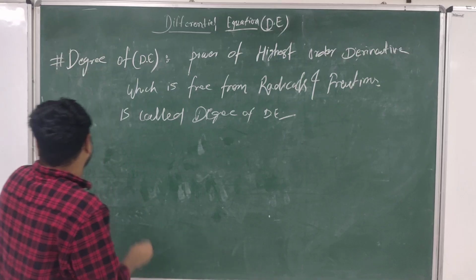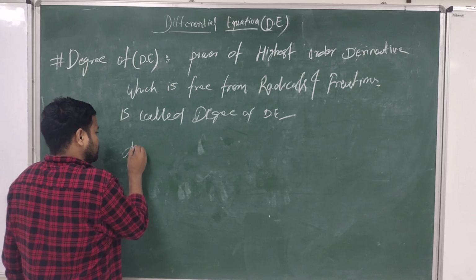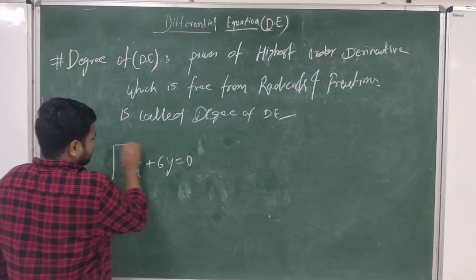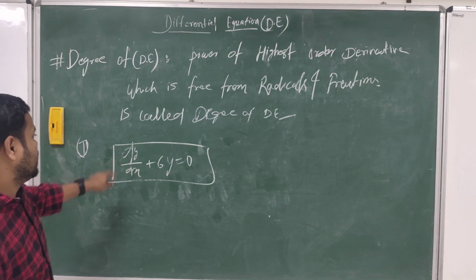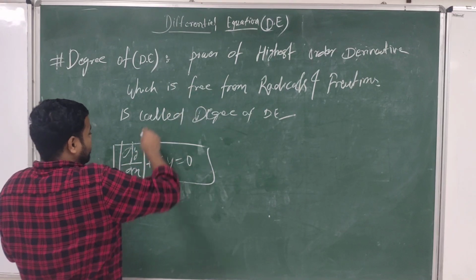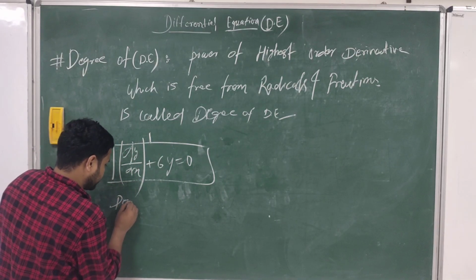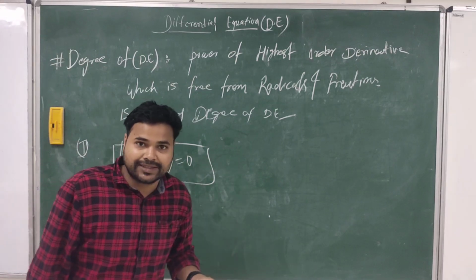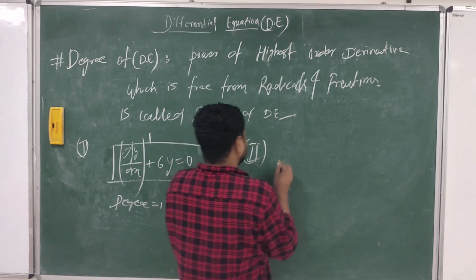For example, first, dy upon dx plus 6y equals 0. Here the order of the given differential equation is 1, and the power of the highest order derivative is 1. Then the degree is 1, because 1 is a natural number. It is free from radicals and fractions. Let's take a second example.